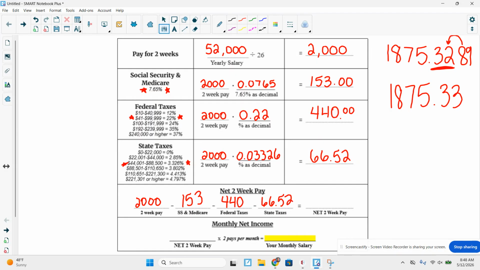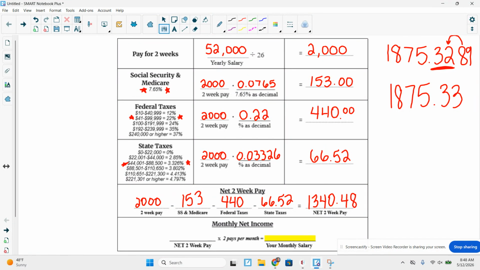Now you'll notice, what operation are we doing here? Subtraction. So I'm going to do that right now. Please put the calculator down. For me, my 2-week pay is $1,340.48.